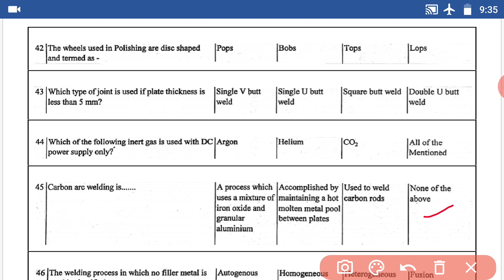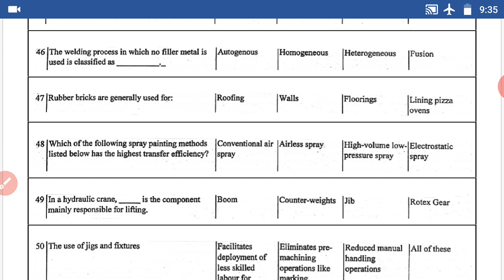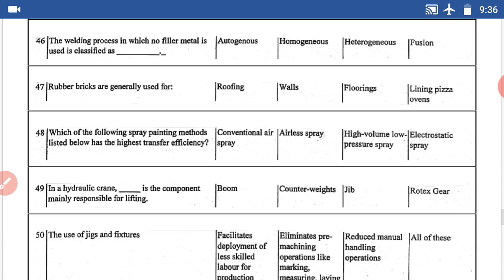Question number 46. The welding process in which no filler metal is used is classified as dash. This question's answer is option A, autogenous. The welding process in which no filler metal is used is classified as autogenous, the correct answer.